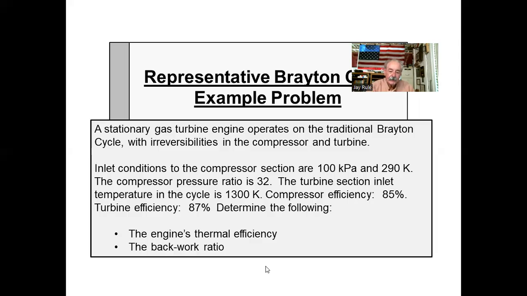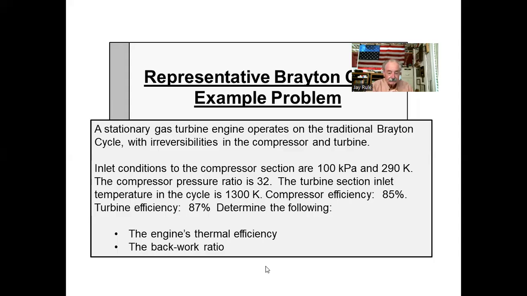The compressor pressure ratio is 32. In other words, P2 is 32 times bigger than P1. The turbine section inlet temperature in the cycle is 1300 K. In other words, we have added fuel and air in the combustion chamber, and the resulting high temperature air or exhaust gas has reached 1300 degrees K.